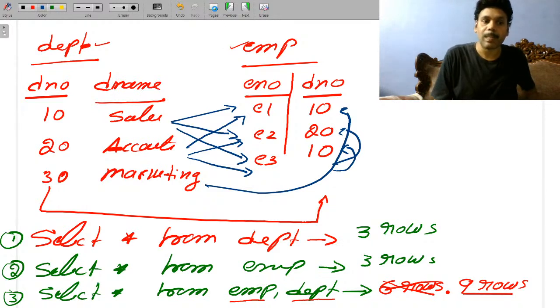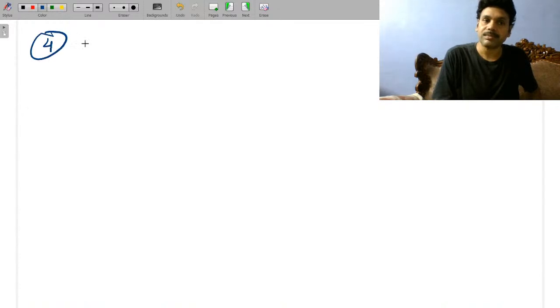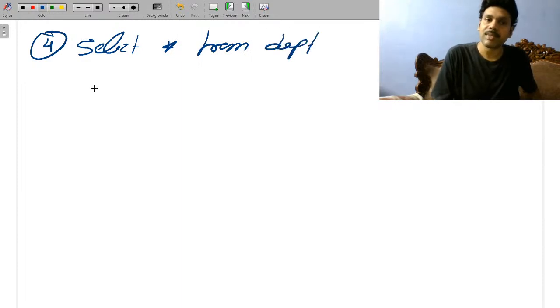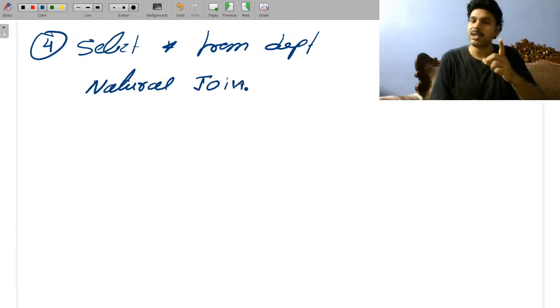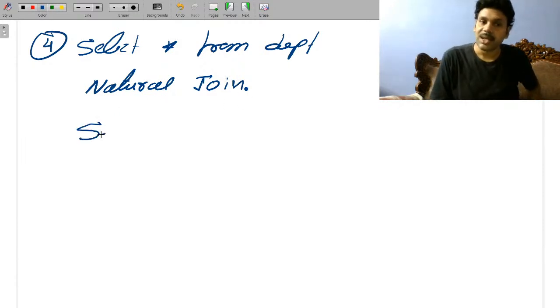Observe carefully. In the fourth query, I am using natural join. I say select asterisk from department natural join EMP. See, I am writing before SQL 99 joins only. When you are writing SQL 99 joins, you compulsorily have to use keywords like cross product, natural join, outer join, and so on.